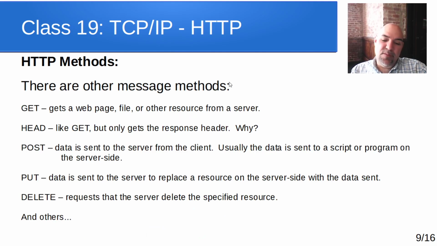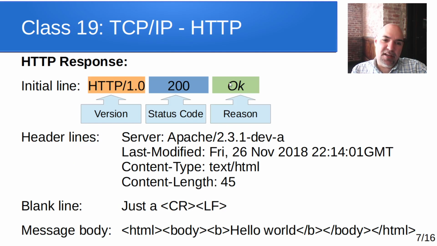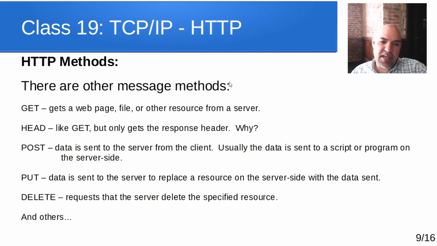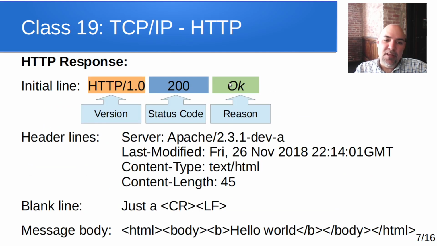Now, back here, we had that GET that we looked at, but there are other message types. There's GET, which basically gets a web page, a file, or some other resource. Could be a PDF, could be anything. That's typically what's used when you look at a web page. There's another thing that works like GET, but it's called HEAD, where it gets only the response header without the data that goes with it. So for example, we would only get the initial line, the header lines, and the blank carriage return line feed, and this would be zeroed out.